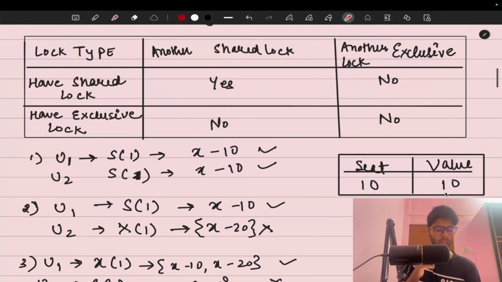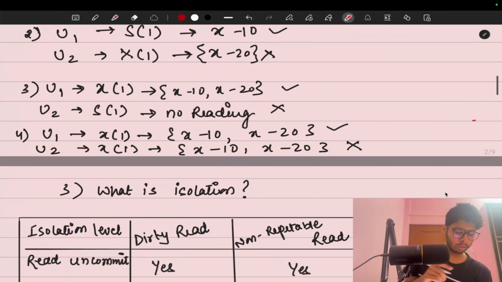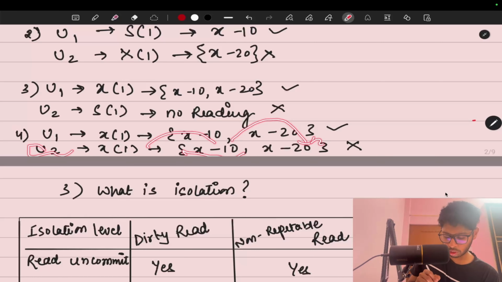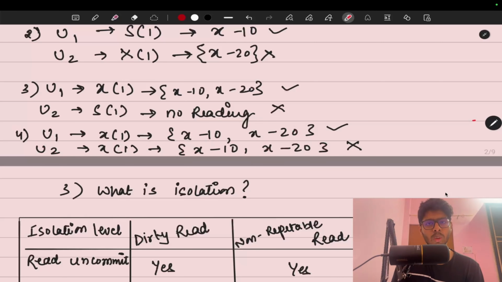This is not allowed. Now let's understand the fourth point: I am having an exclusive lock, which means I am again changing the data. Can user 2, another user, also update that particular row? The answer is no, because I am the one who is changing the data. Only one action can be performed at a time. So if I've taken the exclusive lock, changing the value from x equals 10 to x equals 20, can user 2 do it? The answer is no. User 2 cannot change the value from x equals 10 to x equals 20. Only one action can be performed at this time.